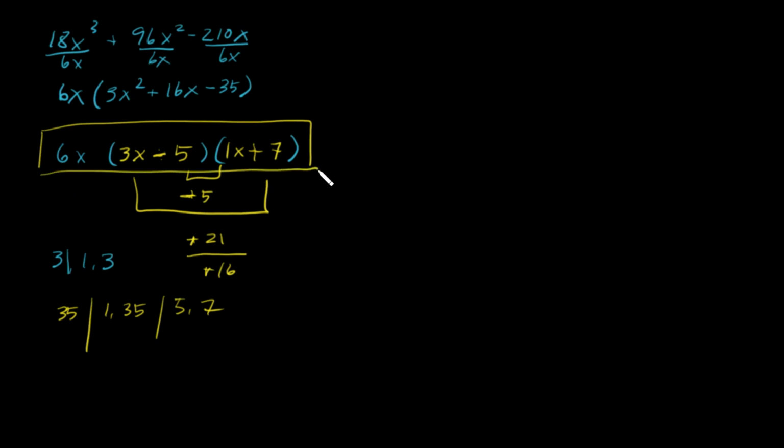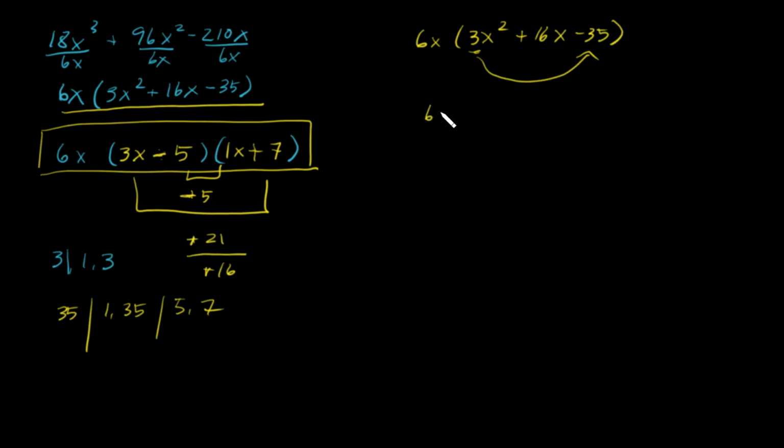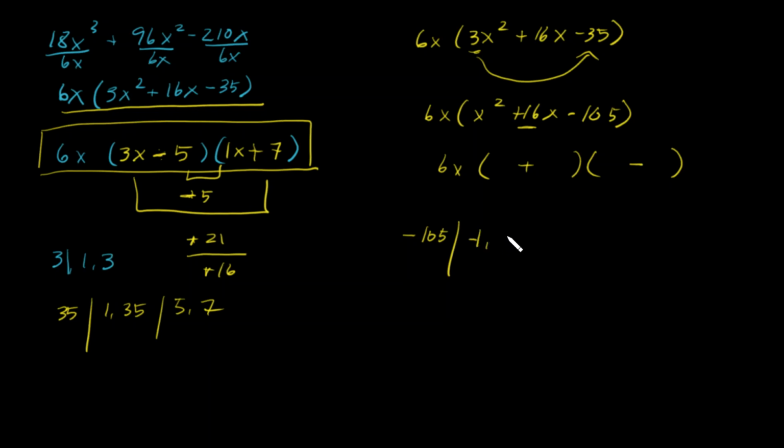Now I'm going to use the easier method, which is the AC method. Once again, I'm going to start right here with 6x times 3x squared plus 16x minus 35. We're going to take A and multiply it with C. So x squared plus 16x minus 35 times 3 gives you negative 105. Let's set up our two parentheses with a plus and a minus. Now, for that negative 105, we have to find factors that add up to positive 16. So it's a negative 1 and a 105. Remember, the larger factor gets the plus. We know that from the B term.